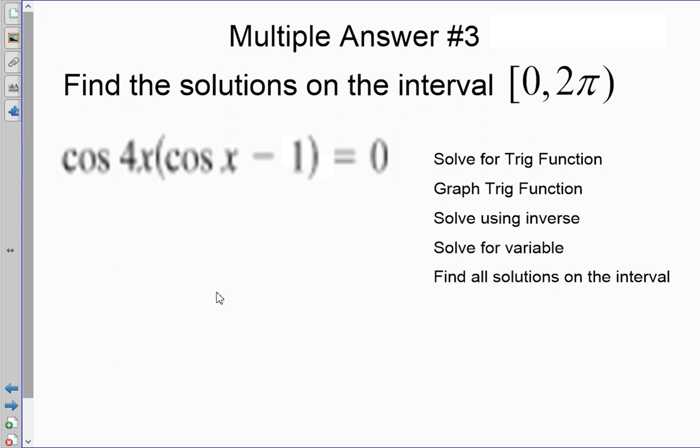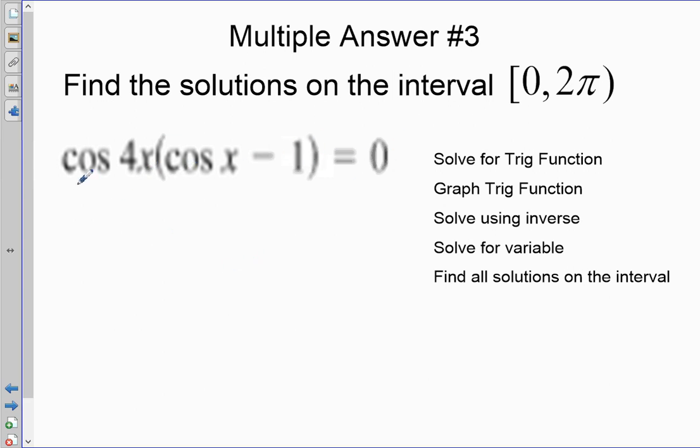Welcome back. And now we're going to do a third problem, a multiple answer problem, where our goal is to find the solution to all the intervals. And once again, a little bit more difficult than the previous two problems we've done, not as basic, but what we have right here is cosine of 4x times the quantity cosine of x minus 1 equaling 0.